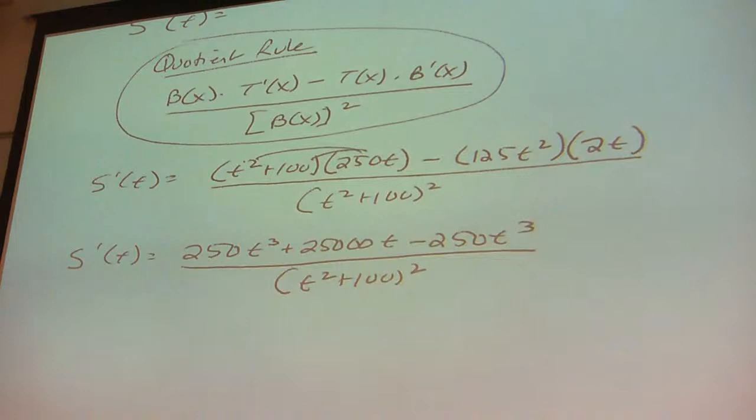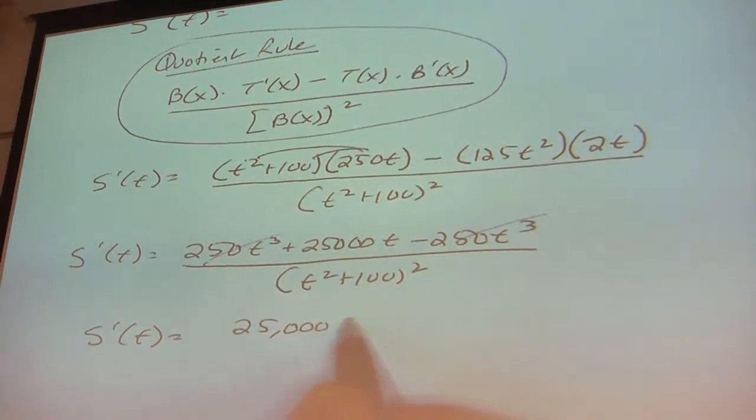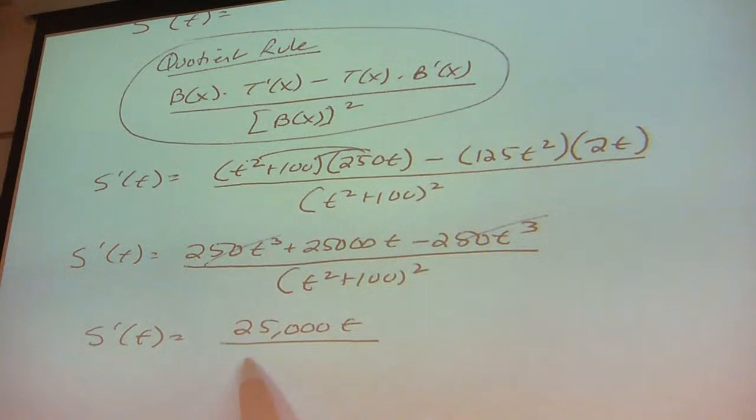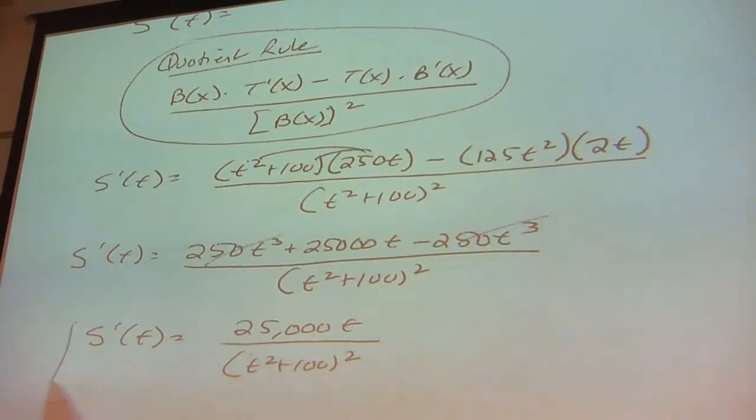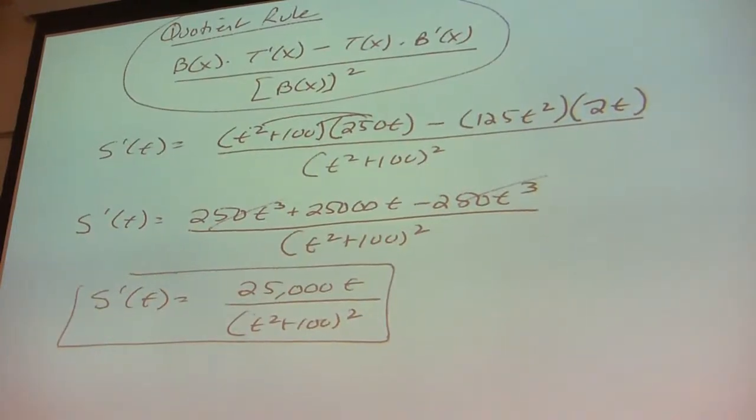And then what ends up happening? This actually is not as ugly as you think. It's 25,000 t over t squared plus 100 squared. If the derivative is wrong, then everything else is going to be wrong.